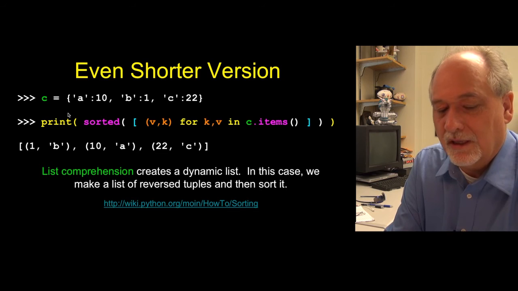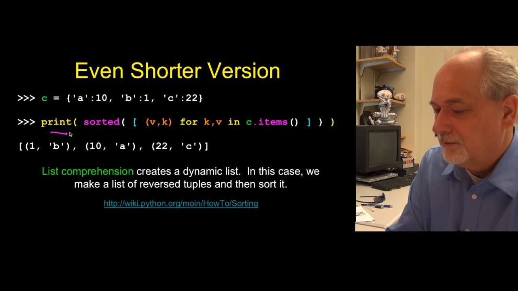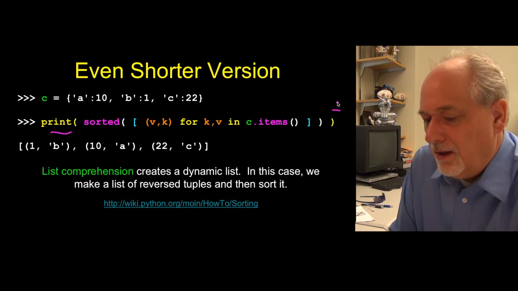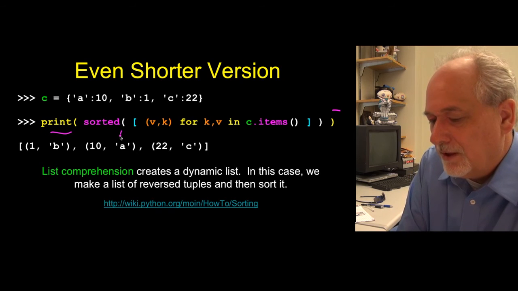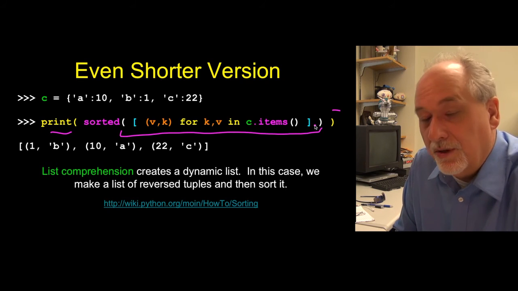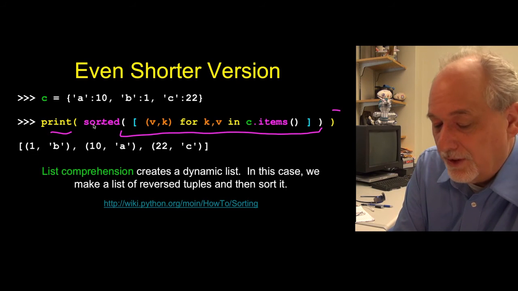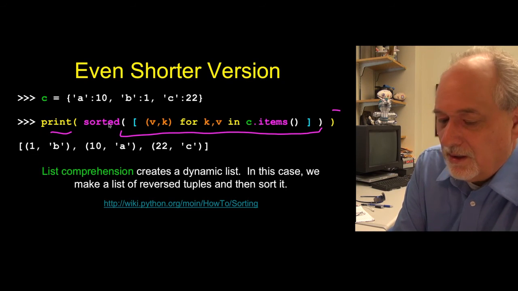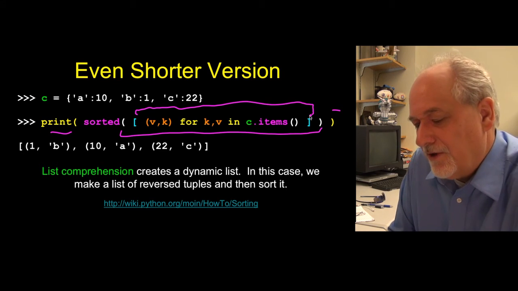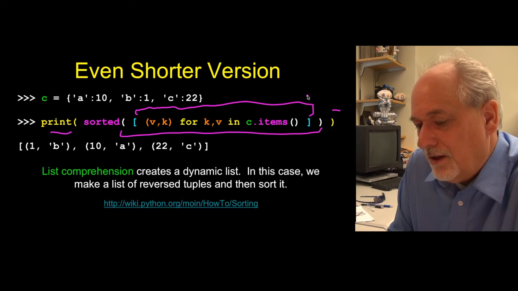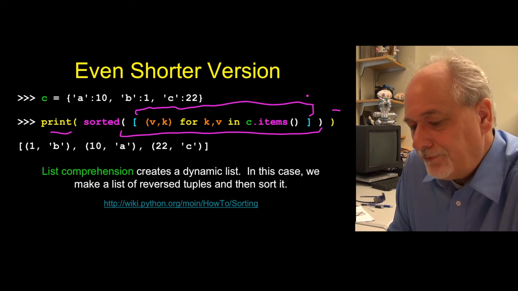So we're going to collapse this down. So we have a print, that parenthesis is the end of the print. And then we have sorted, and remember that sorted takes as input a list, and returns us a list. And so we'll print the return from sorted. And then this is the funny part. This is called list comprehension.